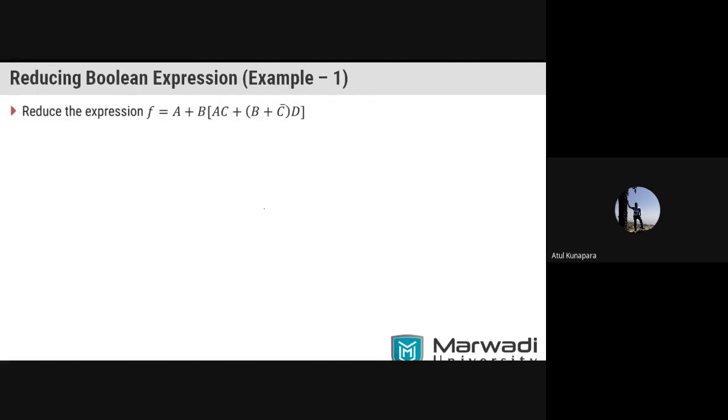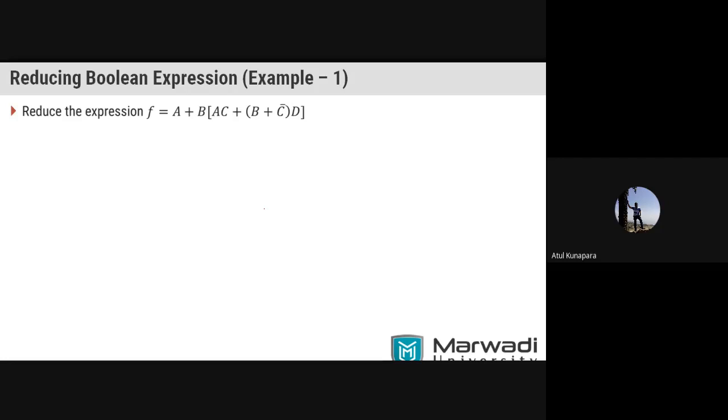That's it here. Okay, now let's go with an example. Here you have been given the expression f equals A plus B, in bracket AC plus, in small bracket, B plus C bar into D. Now this expression we have to reduce to get a smaller number of terms in the expression. So how can we do that?